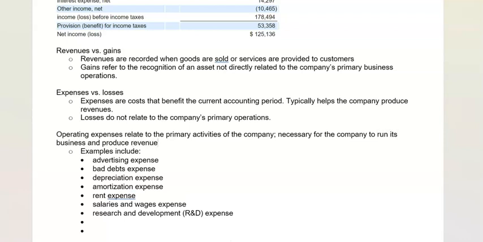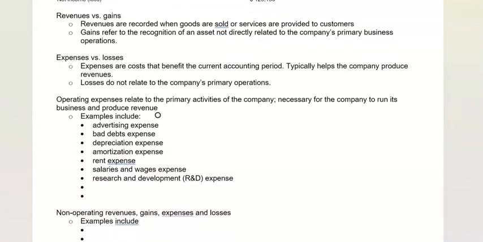We see obvious examples here: advertising expense, bad debts expense, depreciation, amortization, rent, salaries and wages expense, R&D. Oftentimes, we see operating expenses grouped into one of two categories, and sometimes these two categories are reported together: selling expenses and general and administrative expenses. And as we saw before for American Eagle, we saw selling, general, and administrative expenses lumped together.